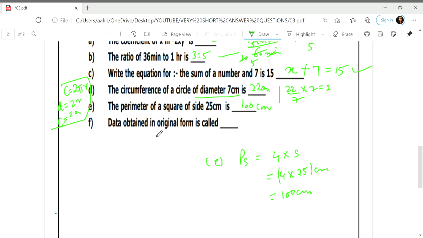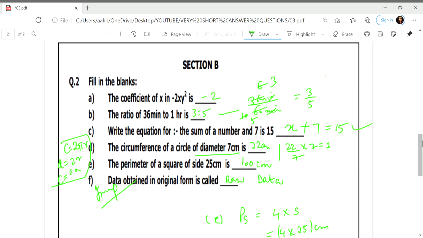Data obtained in original form is called. Now this is an important question. Why? Data obtained in original form is called raw data. The data which is obtained in original form. For example, you did a survey, you had a census, different age groups, different genders you wrote down. Whatever form in which we got it, whatever first information we got, whatever came in original form, we call it raw data. I think we are clear with this also.